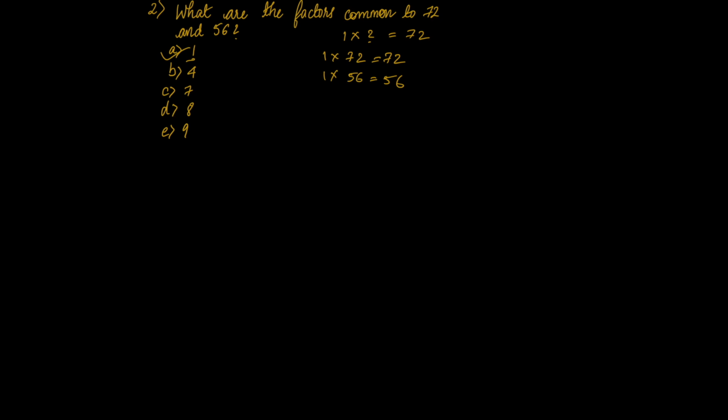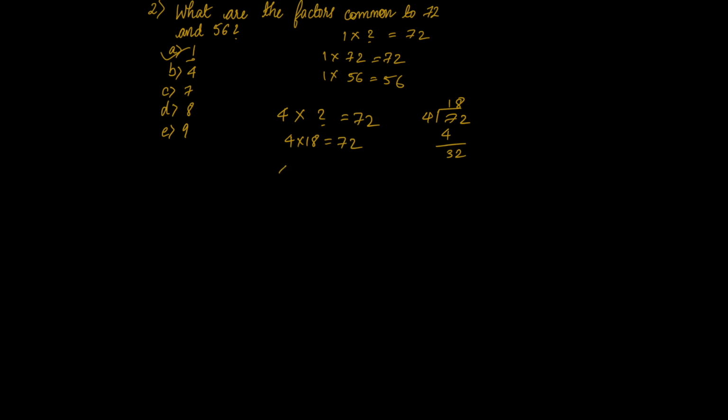Now what about 4? Is there any number you can multiply by 4 to get you 72? Well, if you divide 72 by 4, you get 18. So 4 multiplied by 18 gets you to 72.